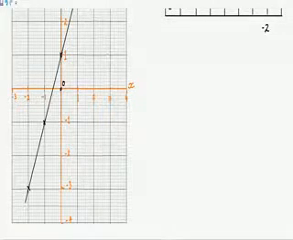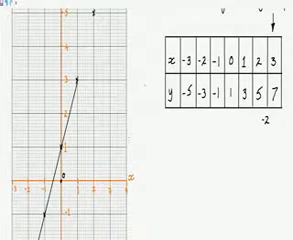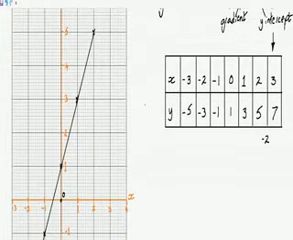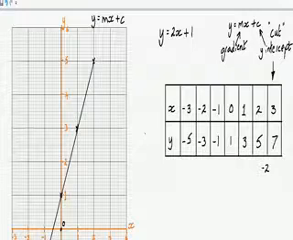And there we have the line y equals 2x plus 1. Oh, missed a bit, so that needs to go in as well. So this is the line of y equals 2x plus 1. This is done every time you draw a straight line.